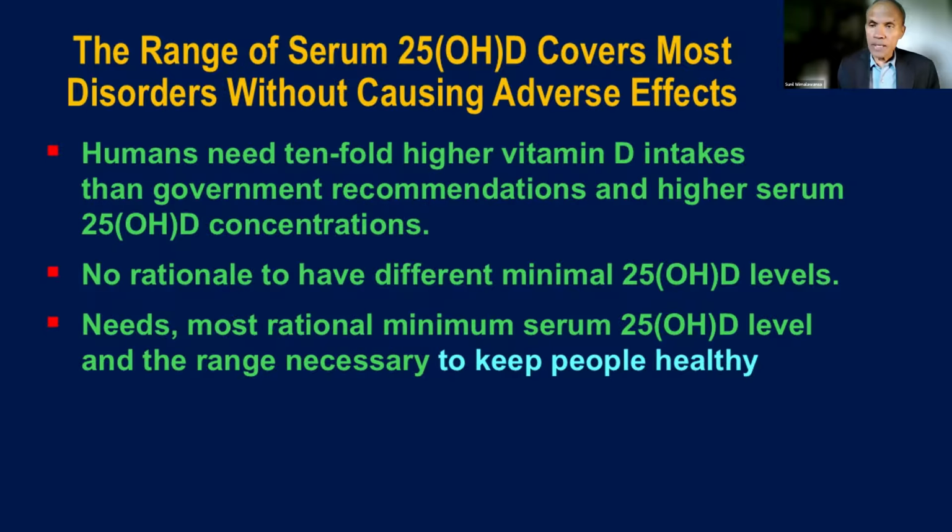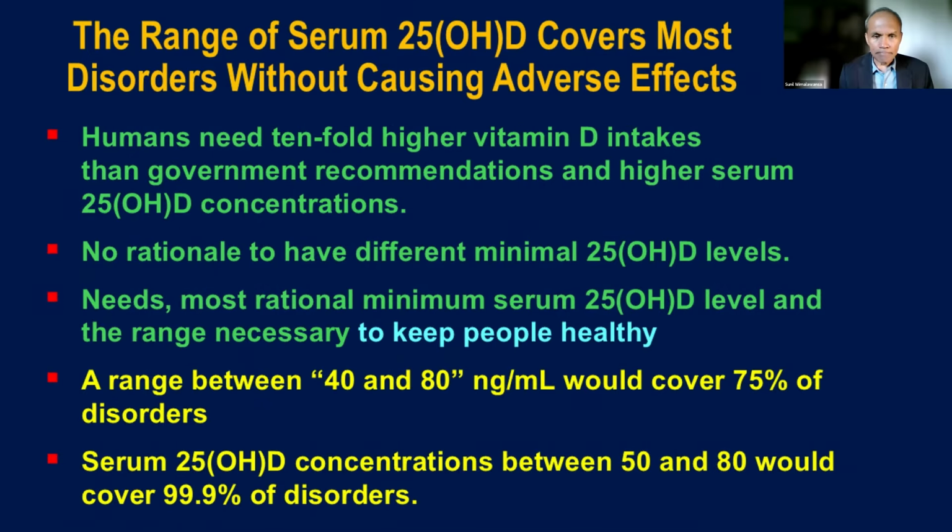In selected groups, ethnic groups for example, you can make them sufficient through a food fortification program using their ethnic food, adding the right amount of vitamin D to their commercial diets. So the range we are recommending is 40 to 80 nanograms per mL, which actually covers about 95 plus percent of disorders.